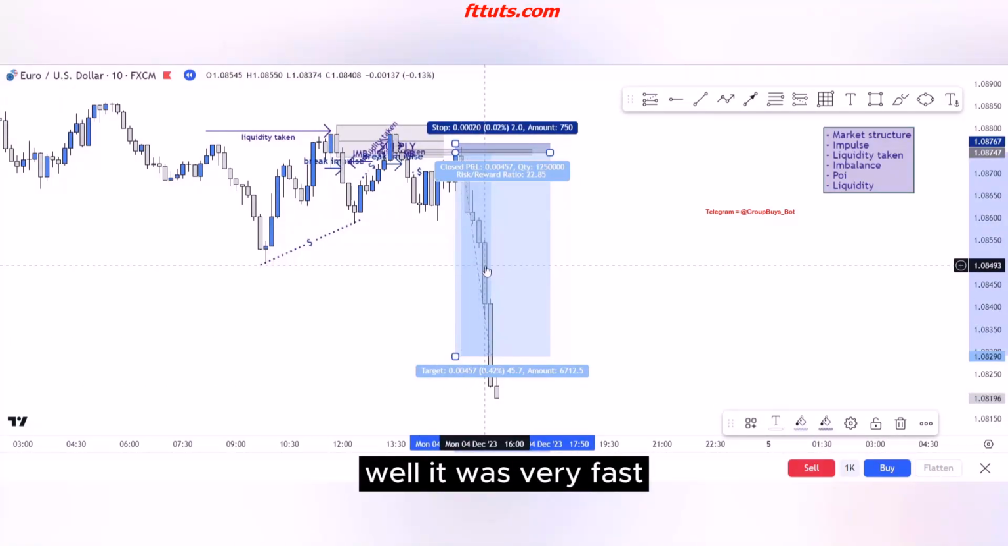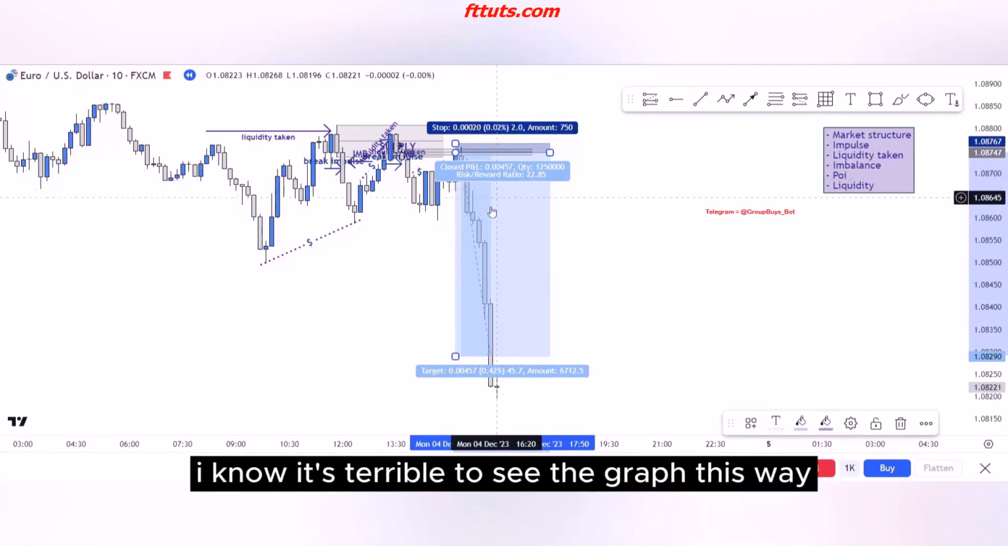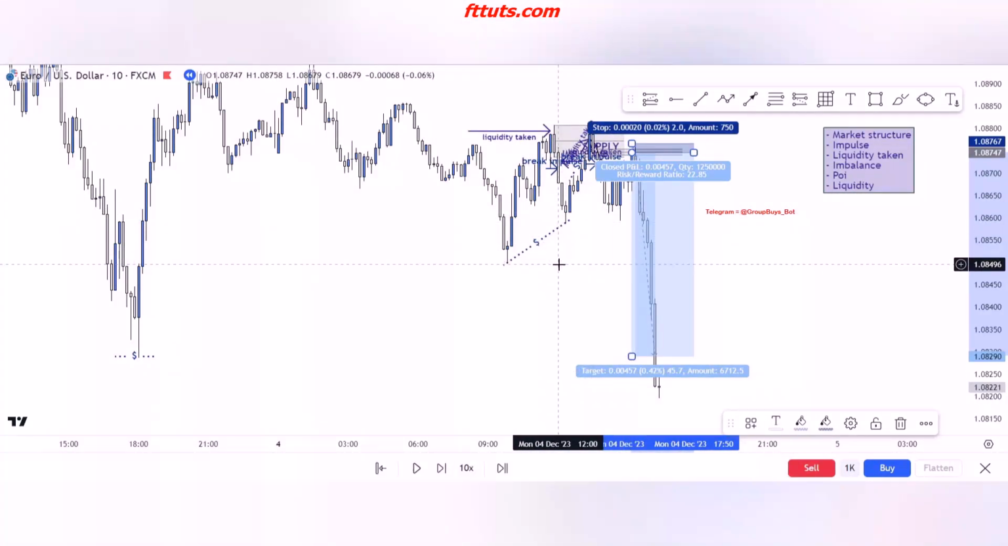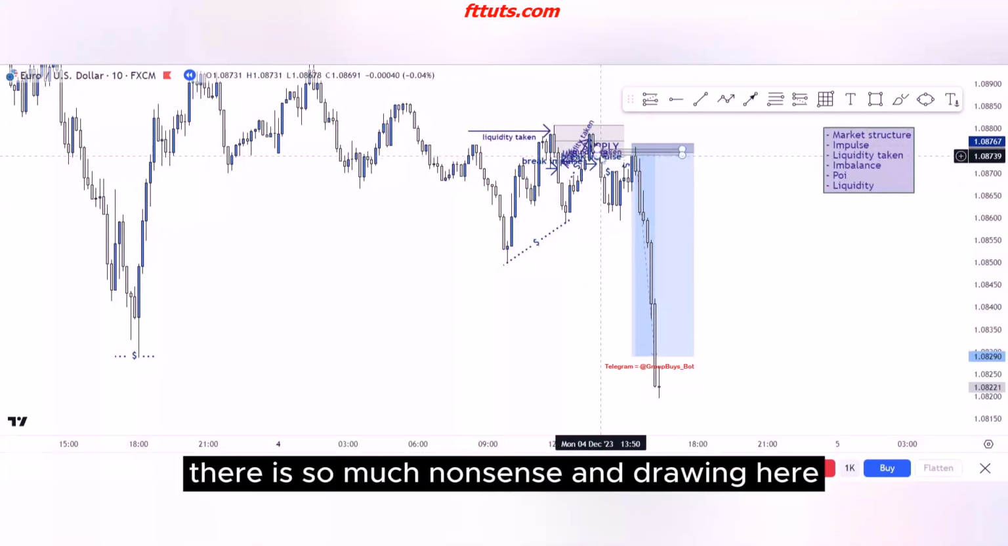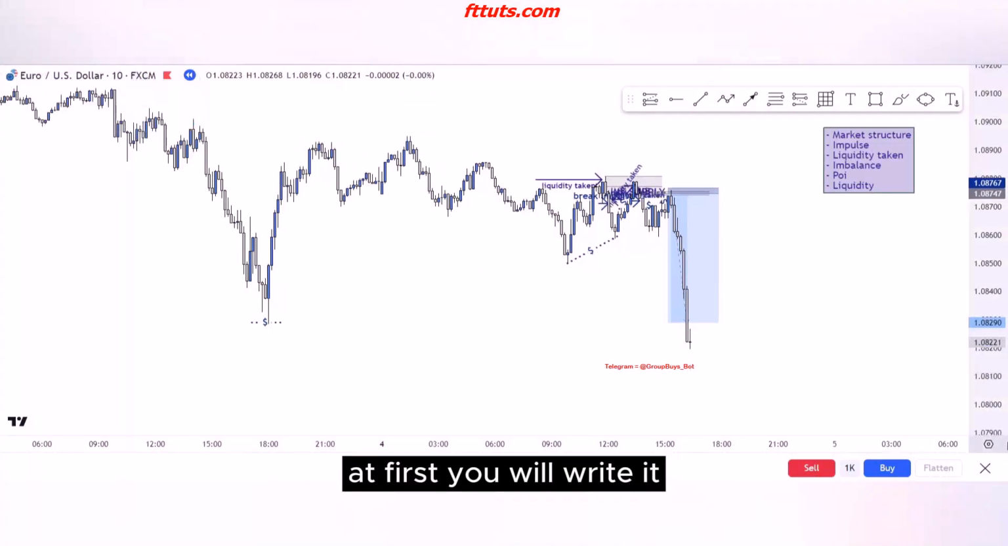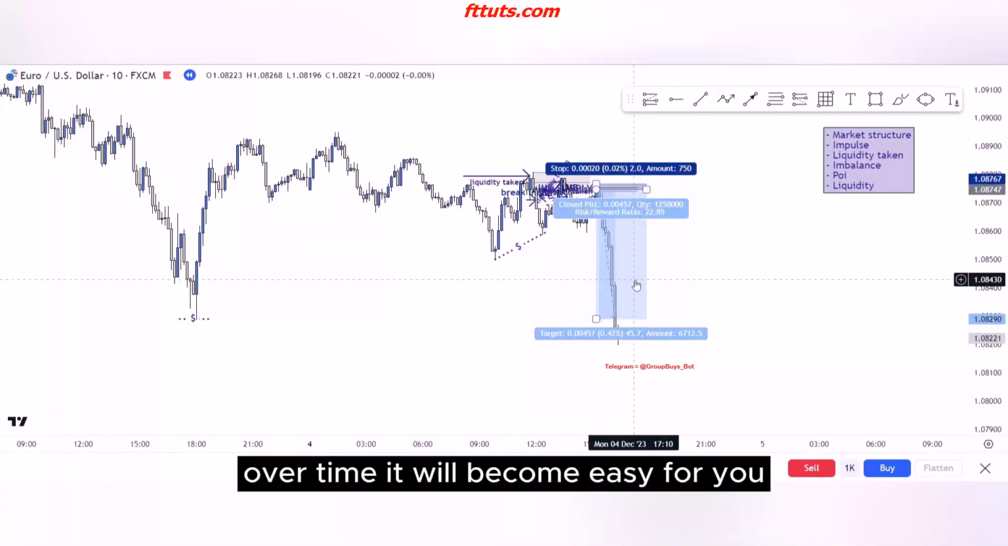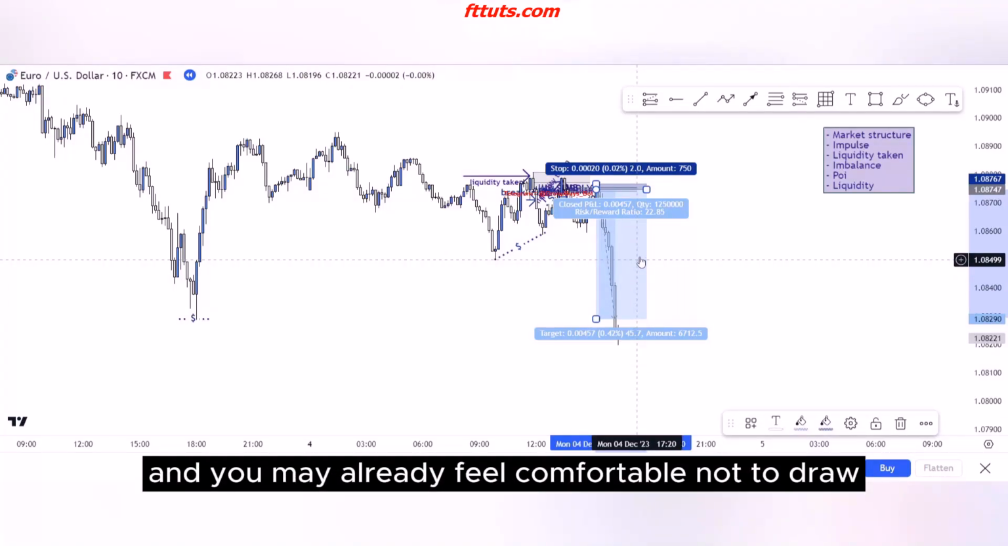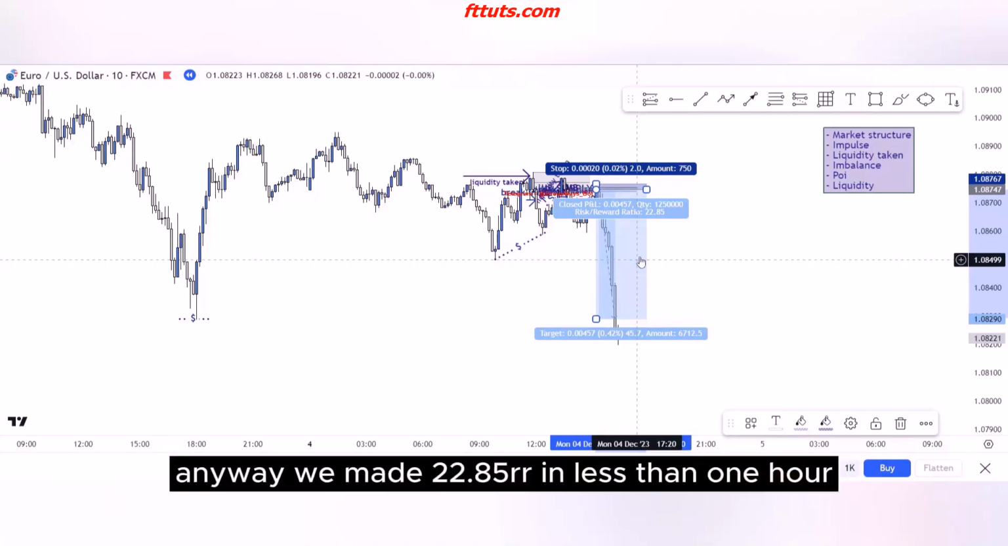Well, it was very fast. I know it's terrible to see the graph this way. There is so much nonsense and drawing here, but it's okay. At first, you will write it and draw it a lot. Over time, it will become easy for you, and you may already feel comfortable not to draw anything, but you should first write down and draw. It will help you.